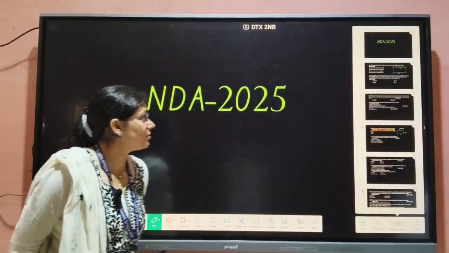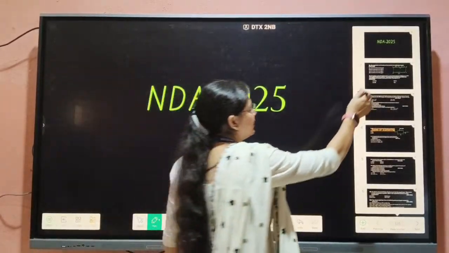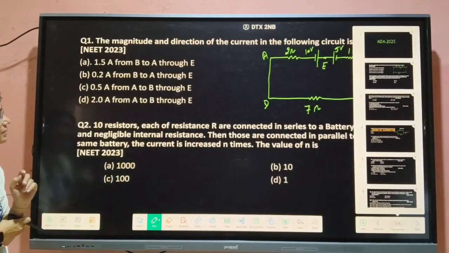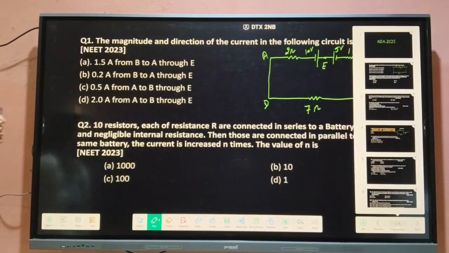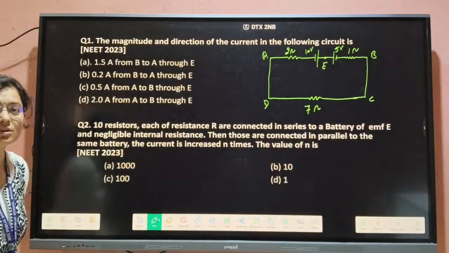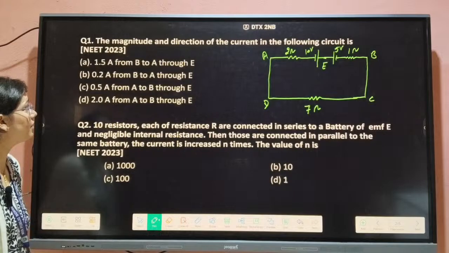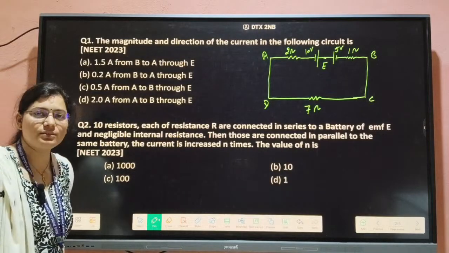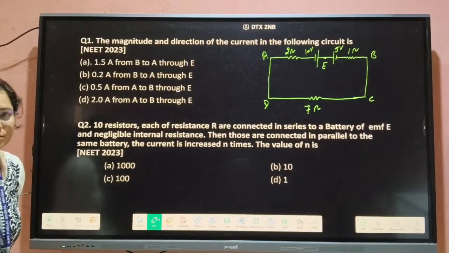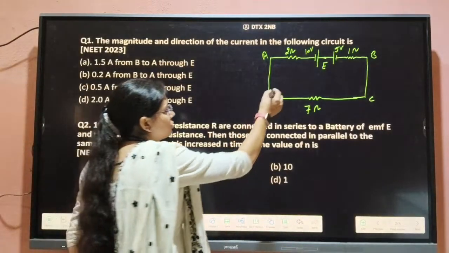So our first question is from the NDA previous year papers. This one is a previous year NEET question, which asks for the magnitude and direction of the current in the following circuit. The circuit diagram is given. In this circuit diagram we have to check the direction of the current and find the magnitude of the current. So see this question here.